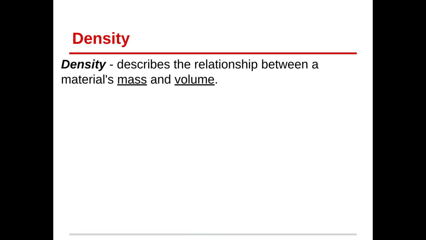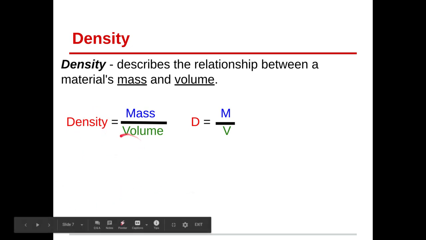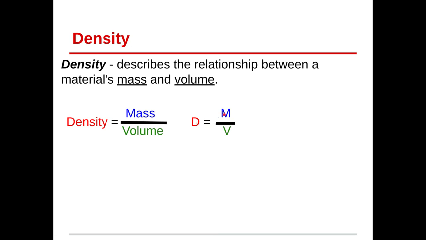So density describes a relationship between a material's mass and volume. Definitely write this formula down. Density equals mass over volume. We can simplify it by writing D equals M over V. This is a formula that you are going to be using a lot in chemistry, in physics. You'll use this a lot in science classes. So this is a pretty common, good to know formula.